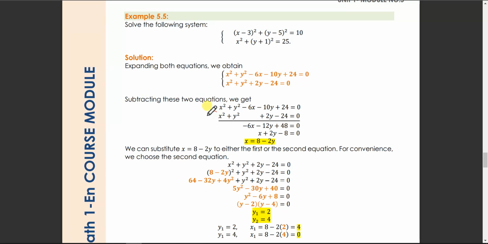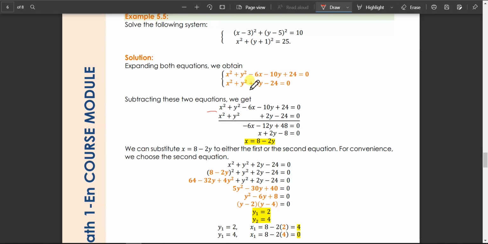So again, when you use the elimination method, dili siya always nga mag-add lang ta. So pwede po ta mag-subtract. So by subtracting, we have x squared minus x squared. So makancel ni siya. Y squared minus y squared, makancel po na siya. Negative 6x minus 0 is just simply equal to negative 6x. Negative 10y minus 2y, that's negative 12y. Negative 24 minus positive 24 minus negative 24. So may muna siyang positive, so that will become positive 48.